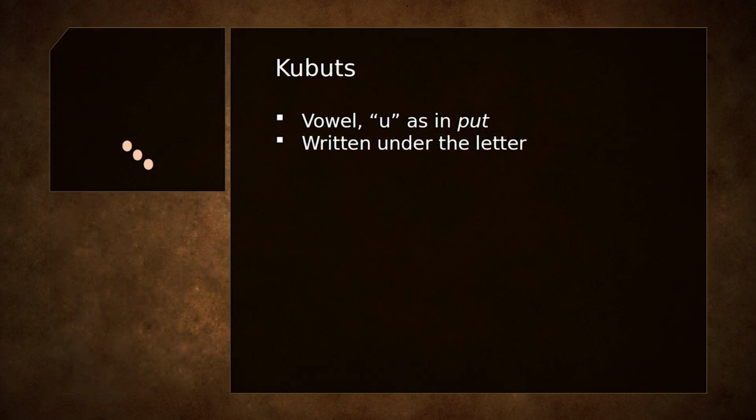Here is our next vowel. This is the kubbutz. The kubbutz is written as three dots in a sort of downward slope. The kubbutz is written underneath the letter. Kubbutz makes the sound as in put or foot. Kubbutz is by far the least common vowel in Hebrew, so you will not encounter this vowel very often.